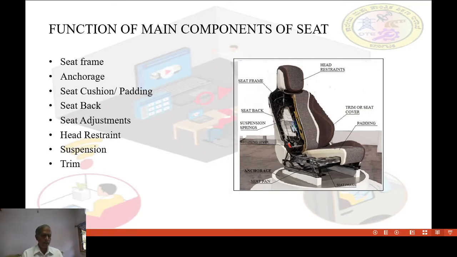Next one is trim. It is nothing but the outermost covering of a driver's seat made from cloth or leather of good quality. It has pleasant color, appearance as well as styling.